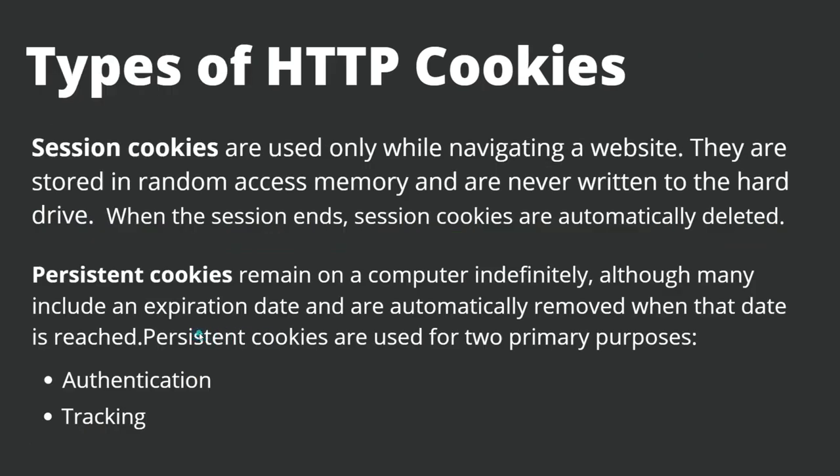Now let's look at the types of cookies. We have two types of cookies. The first is session cookies. These are used only while navigating a website. They are stored in random access memory and never written to the hard drive. When the session ends, the session cookies are automatically deleted. Session cookies can be seen in a bank portal. When you visit a bank website, the bank server will create the session in the database and send the session ID for a specific amount of time to your browser.